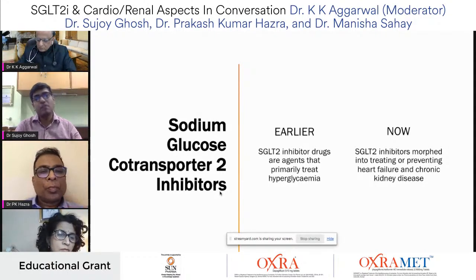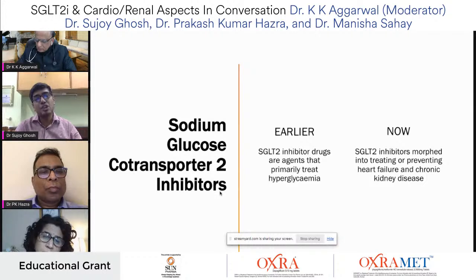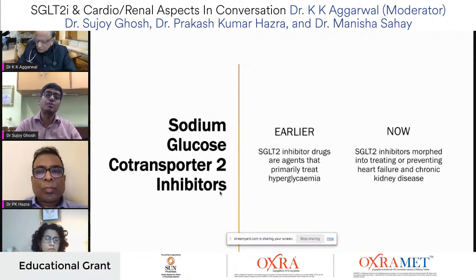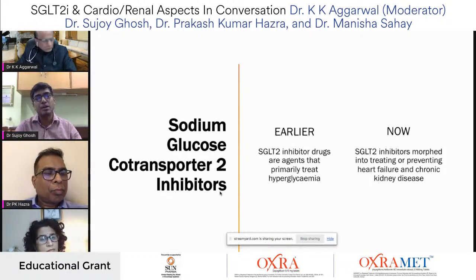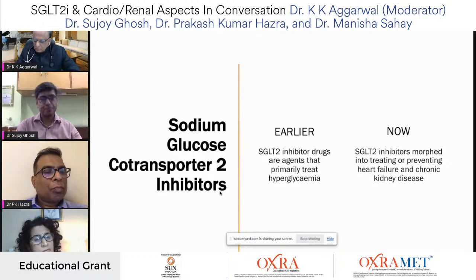In the proximal convoluted tubule, predominantly, sodium and glucose are reabsorbed through certain transporters, which are called sodium glucose transporters. There are two kinds which we usually talk about, type 1 and type 2. This is a group of drugs that will block the reabsorption of sodium and glucose in the proximal convoluted tubule, resulting in loss of glucose through the urine.